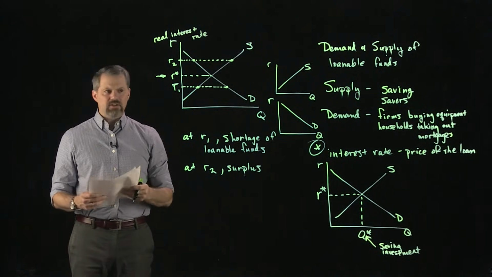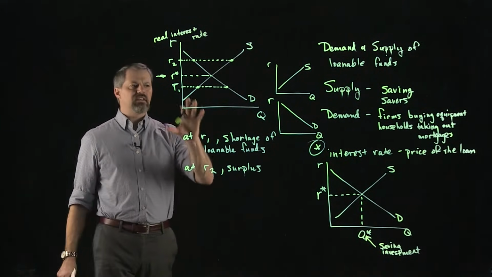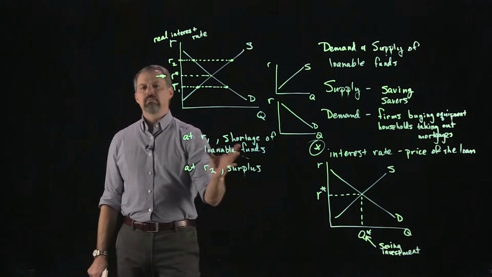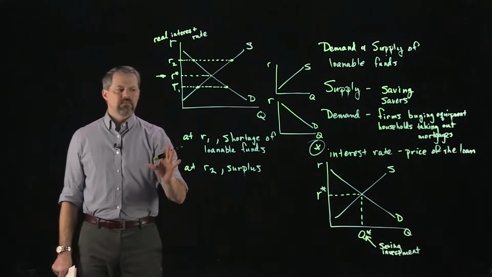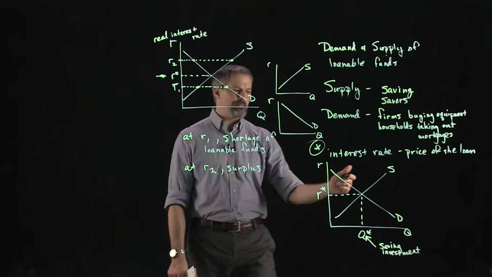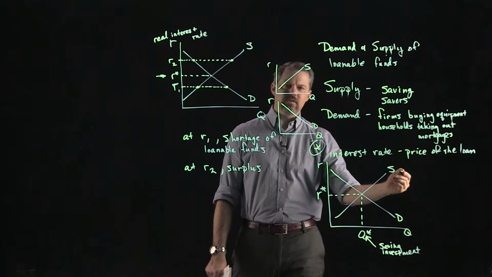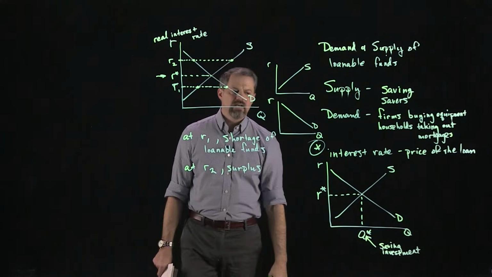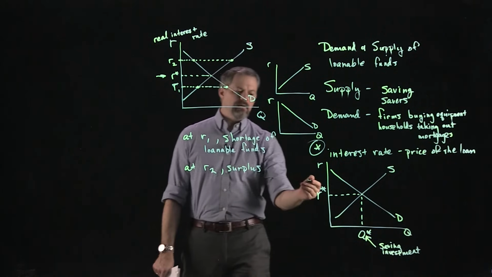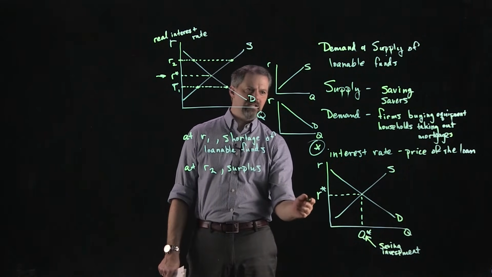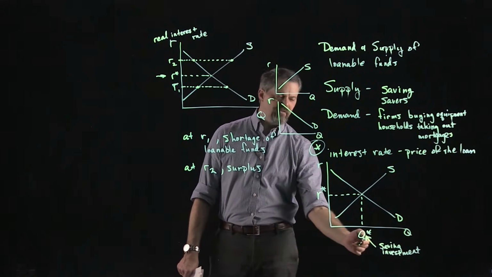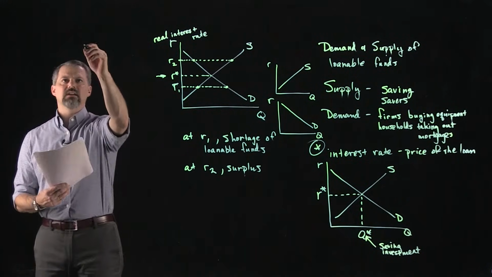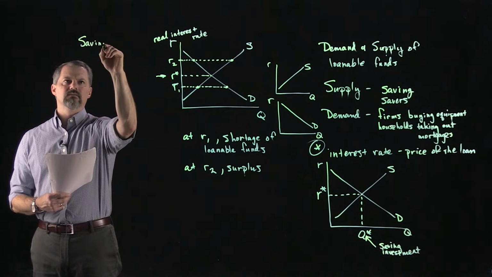So now what we want to do is think about using this demand and supply of loanable funds model and think about some different government policies. We want to think about some policies that might affect the savers, and some policies that are going to affect the borrowers. And we're going to think about the impact that those policies have on the interest rate and on the number of dollars that are saved and invested in the economy. So let's start by thinking about saving incentives.